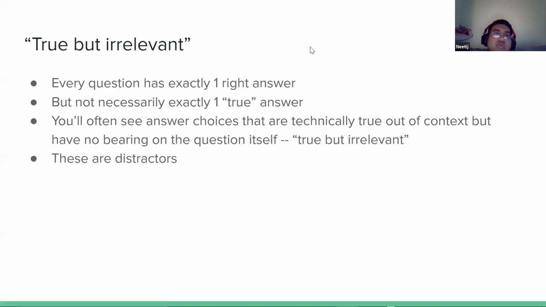Every question has exactly one right answer, but not necessarily exactly one true answer. So you'll see, why is so and so mechanism occurring, and it'll give you 4 answers. 2 of them are just wrong. One of them might be true but has no bearing on the question, and then one of them is true and actually linked to the question that's being asked. And so getting stuck because there's multiple true answers is a common mistake to make.